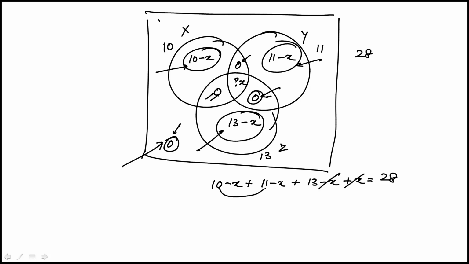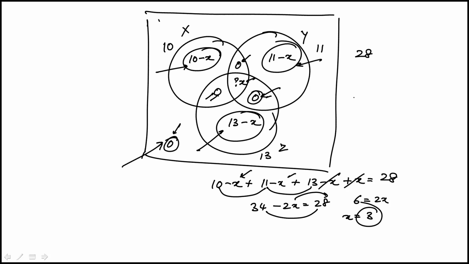So we get 10 and 11, 21, and 13 is 34. We have these two terms, minus 2x equal to 28. 34 minus 28, I'm going to move 28 here and 2x over there. That's 6. X is 3. So now I have this quantity, and then the question is, what are they asking? How many lawyers are licensed only in state Z? So that's 3, which means state Z only would be 13 minus 3, which is 10, choice D.